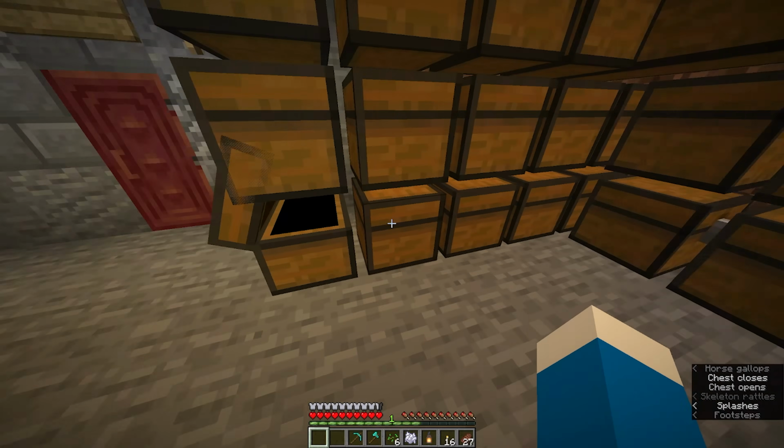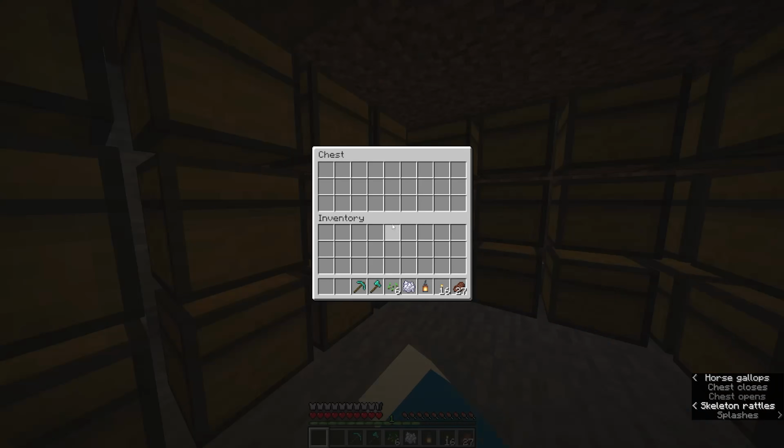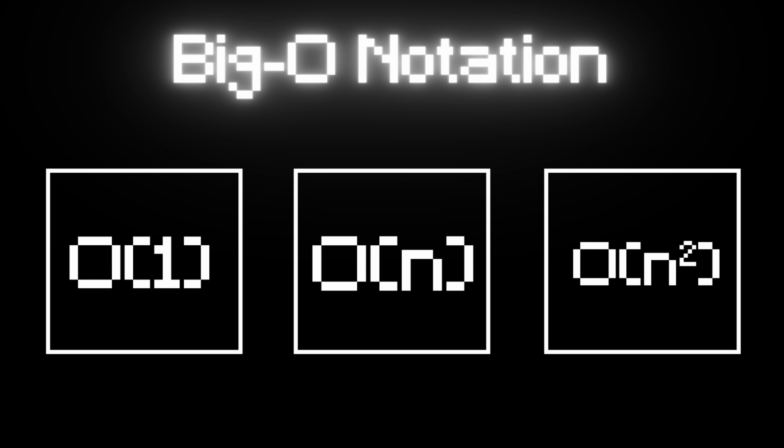Now remember when I said programmers can predict how long your search for diamonds will take before you even open the first chest? This is how they do it. These 3 patterns, constant, linear, and quadratic, are the basis of a system called Big O notation. It is a language programmers invented to describe these patterns quickly. The O stands for "in the order of."